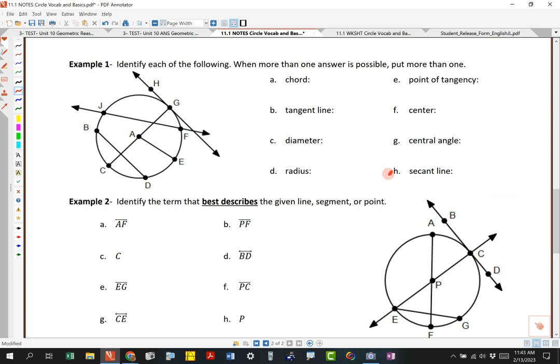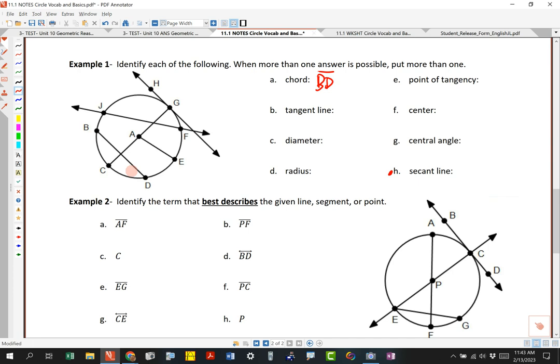Now, what I need from you before, so we can finish this in time, is to make sure you're paying attention. It says identify each of the following. When more than one answer is possible, put more than one. So, chord. Don't shout it out. I need somebody to raise their hand and give me a chord. BD. I like that. I'm going to do BD and put a segment over the top of it. So we got that one taken care of.